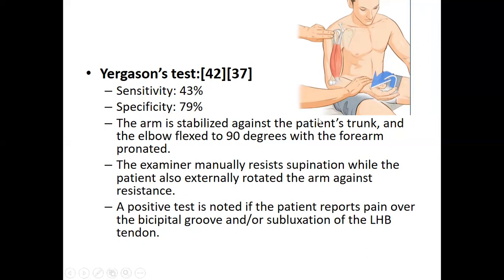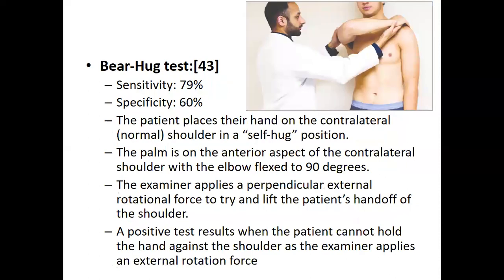And during this resisted supination, if there is pain at the bicipital groove, or subluxation of the long head of the biceps tendon is occurring here, in both cases this test will be considered a positive test. So that was the irrigation test.